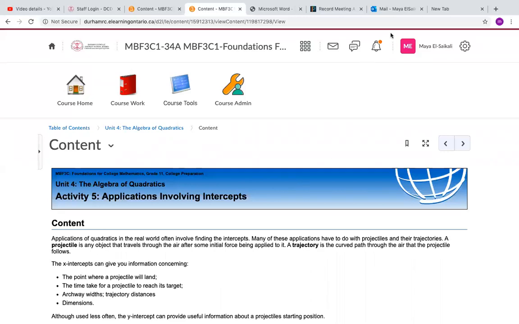Basically, quadratics is anything that deals with a trajectory or a projectile. So what you're looking for is things like: what's the highest point that it reaches, what's the lowest point that it reaches, when does it touch the ground, where did it start, what's the height that it started from. All of these things are what you are looking for.